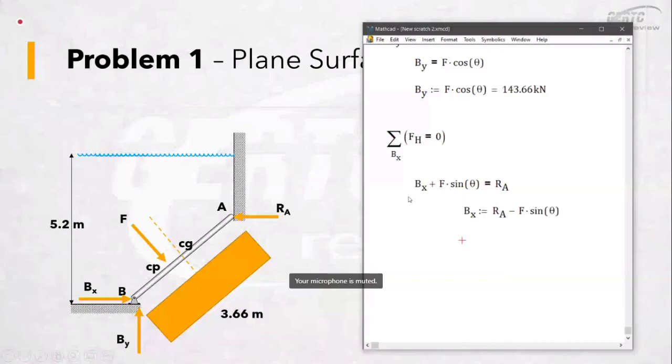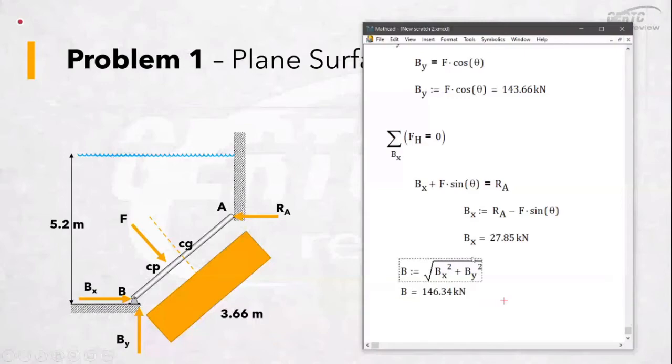But we're not done yet. The reaction at B, ultimately, is equivalent to Bx squared plus By squared. And with that, we'll be able to get this reaction. We are actually combining now the knowledge that we have learned in statics.